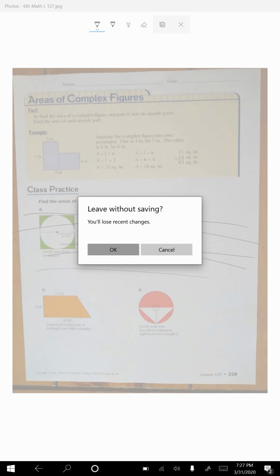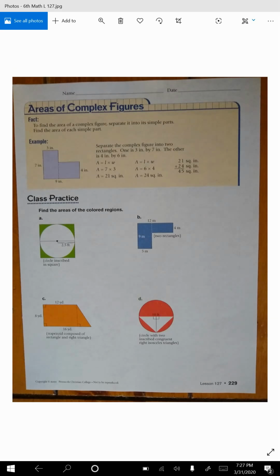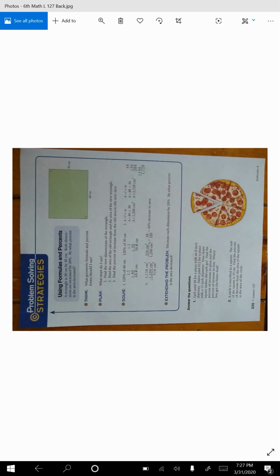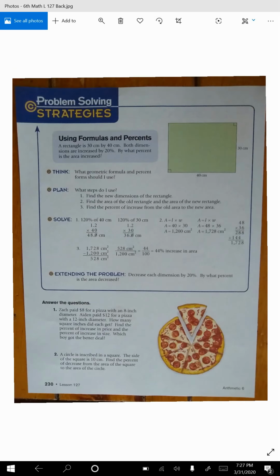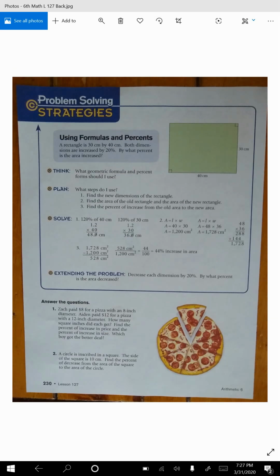Let me try it again. Okay, let's try it again. There we go. I think this is it. Let me turn it. There we go. Okay. Let's look at this for a few minutes.